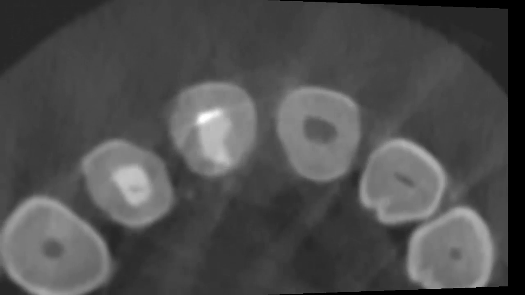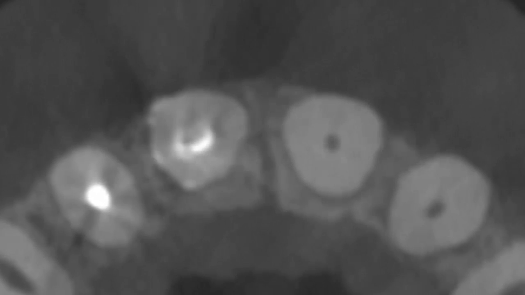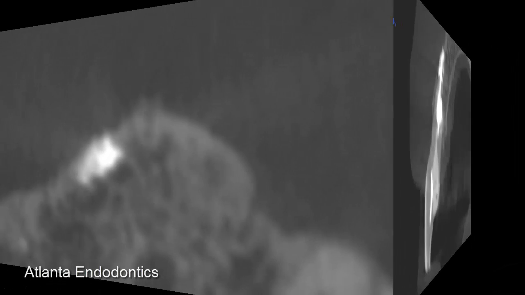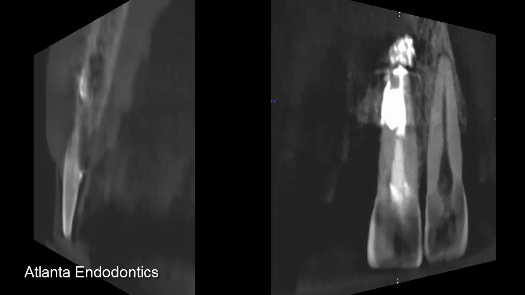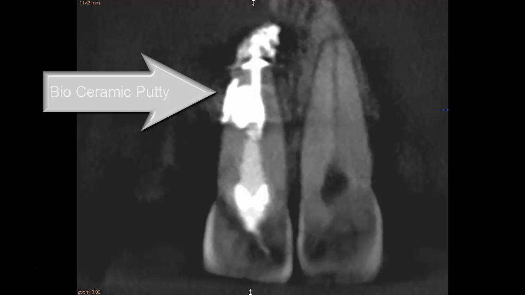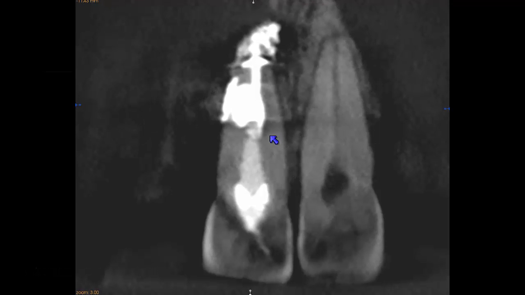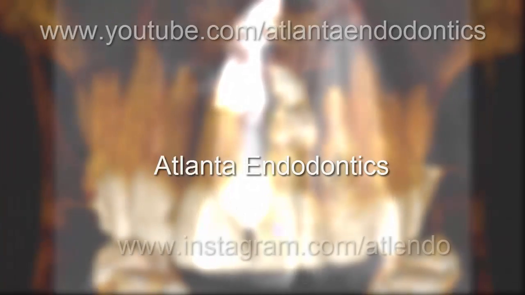To me, the CBCT scan is really the only way that you can adequately assess how well you've three-dimensionally obturated that case. And the starkly radiopaque material is the Brasseler bioceramic putty. Now we're looking in the sagittal plane, so we're moving from ear to ear. And in the coronal plane, we're moving from the back of the head to the nose, or vice versa. And now, using the measuring tool, we can accurately determine that that buildup is in fact exactly 10 millimeters deep.